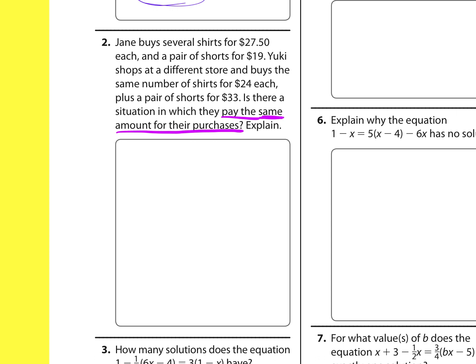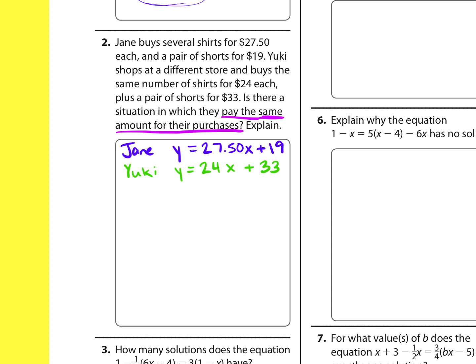So let's just start with representing Jane. Jane is shopping, and she has found these shirts for $27.50 each, so X number of shirts, and buys one pair of shorts for $19. That's a one-time amount. Yuki, she is shopping at a different store, and she buys the same number of shirts for $24 each. So 24 times X, whatever that number of shirts is, plus a pair of shorts for $33.